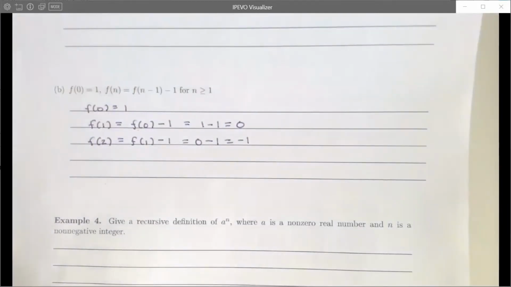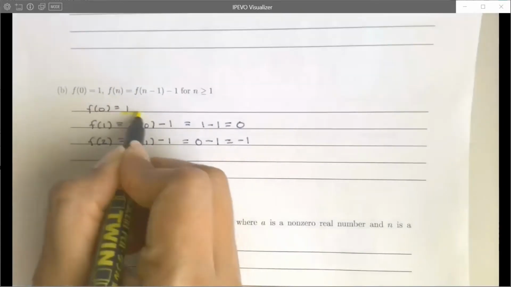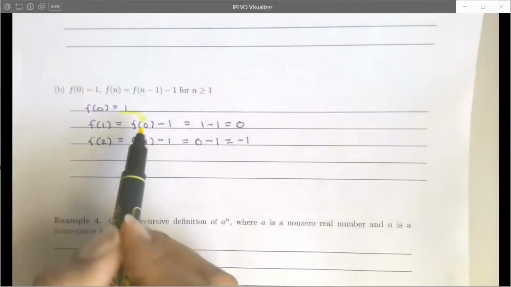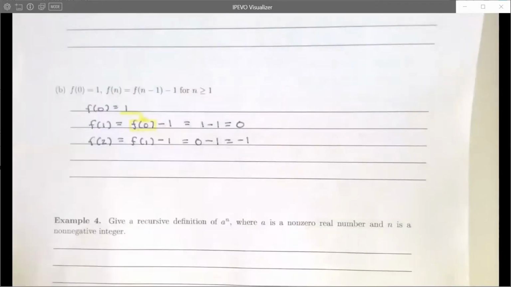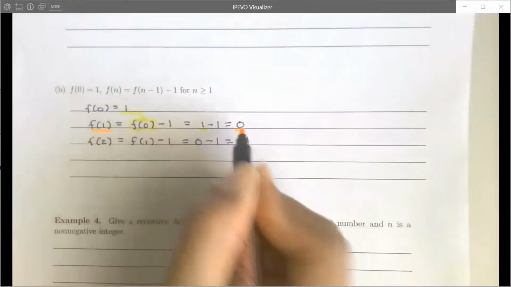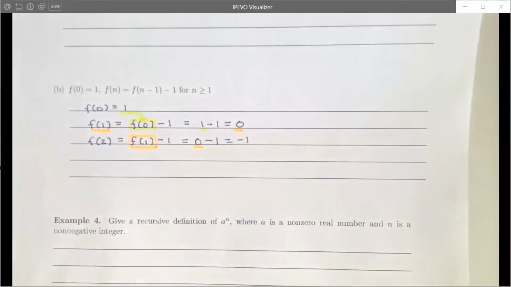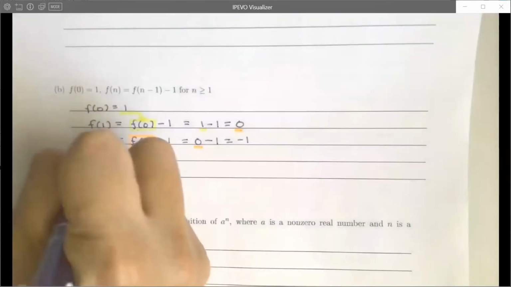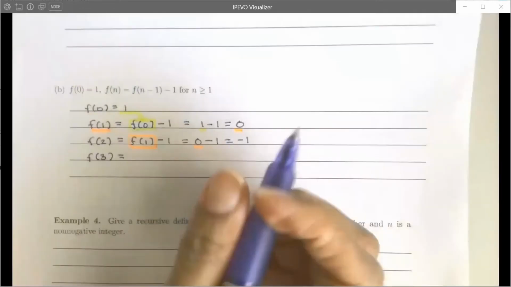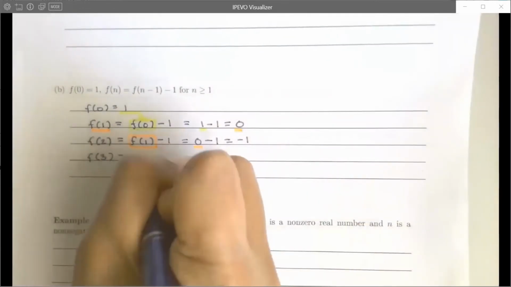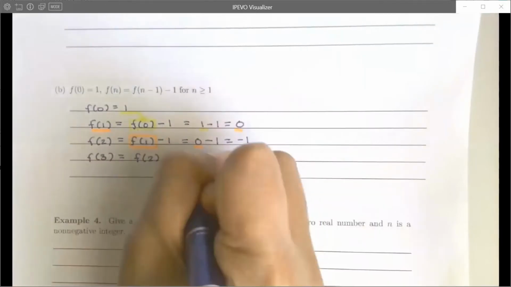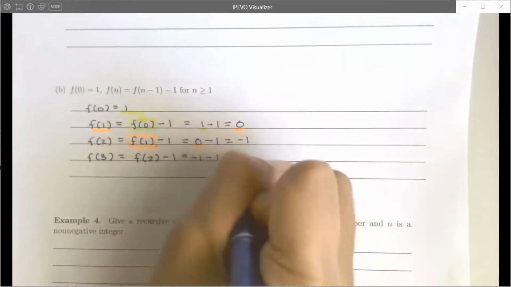Just so that it's clear where these are coming from, I'm taking that result of 1 and plugging it into f of 0, or replacing f of 0 by that 1. Then the result of 0, or f of 1, I'm replacing into this portion here. Let's go ahead and find f of 3. Well, f of 3 is simply going to be f of 2 minus 1, which is a negative 1 minus a 1. And that'll give me a negative 2.